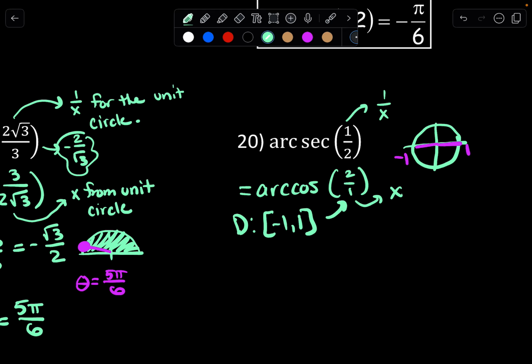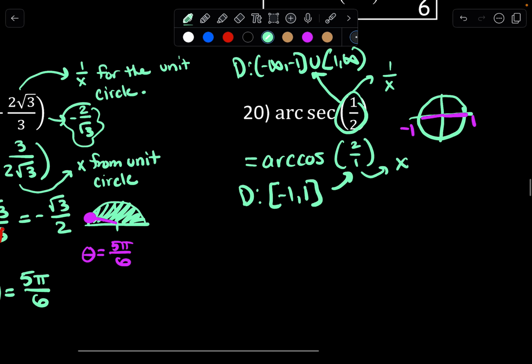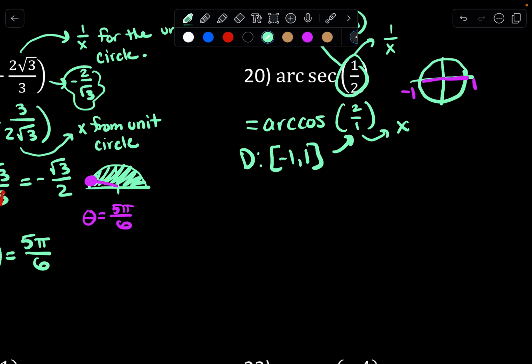So we can't do 2. So therefore, this is undefined because it's out of the domain for arc cosine. But if you remember the domain for arc secant, it's negative infinity to negative 1 union 1 to infinity. And that 1/2 is also not within the domain. So this is undefined. So if you were to type this in the calculator, you would get error. So again, that's a fail-safe for you. But you do need to remember the domain restrictions for all 6 of these. So therefore, undefined because it's out of the domain.